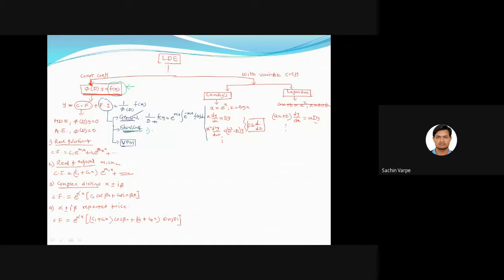So what the shortcut says, for the first one, f of x being an exponential function a raised to x, we have a keyword, that is we replace D by a, right? Provided that 1 upon phi of D must be non-zero, or that should not be the case of failure.